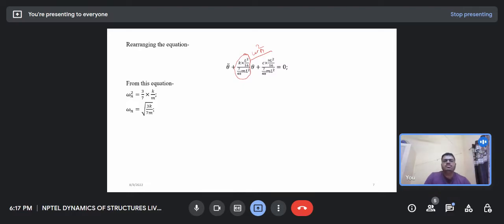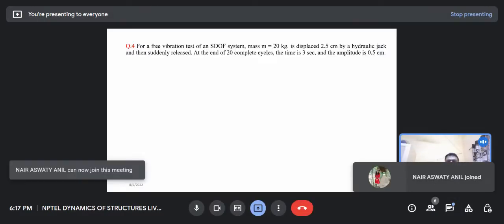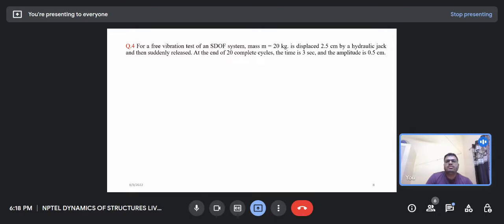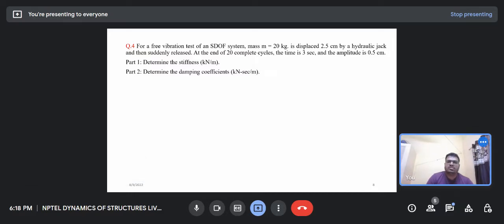Okay, let us move to another question. In this, for a free vibration test of a single degree of freedom system, the mass of the system is given as 20 kg, and it is displaced by 2.5 centimeter by a hydraulic jack and then suddenly released. At the end of 20 complete cycles, the time is 3 seconds and the amplitude is 0.5 centimeter. We have to determine the stiffness of the system and the damping coefficient of the system.